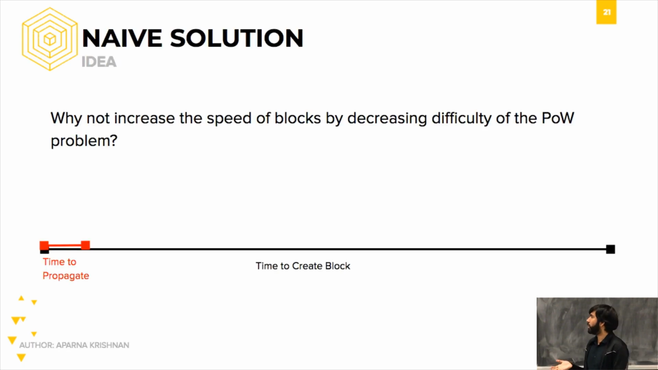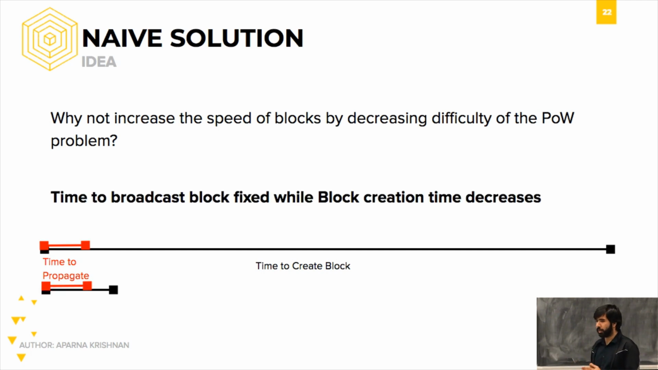So the first question you might ask is, why can't we just increase the speed of the blocks by decreasing the difficulty? If we decrease the difficulty of the proof of work puzzle, we're able to produce blocks at a much faster rate. 10 seconds rather than 10 minutes. I mean, who thought 10 minutes was a good idea? Anyway, the issue is that the time to propagate a block, the network constraints, remain the same regardless of the time that it takes to create a block.